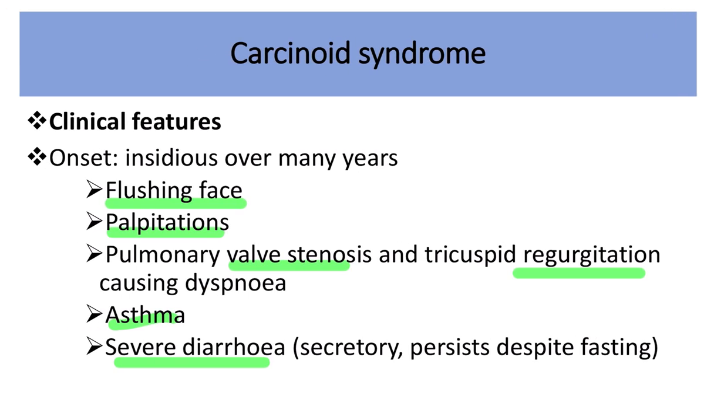The syndrome only develops when the hormone is released from the gland and finally released from the tumor, and it is metabolized by the liver.